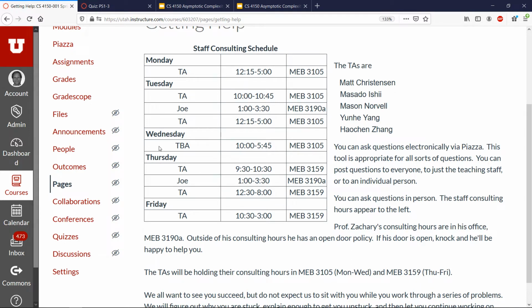all 5 days here, quite a few on Wednesday and Thursday, fewer on the other days. Some of those times have 2 TAs at the same time. You don't see that in the schedule. And notice that where they are depends on what day it is. So Monday, Tuesday, and Wednesday they're in 3105 MEB, and the other 2 days they're in 3159. But they're pretty close to each other and close to the front office.